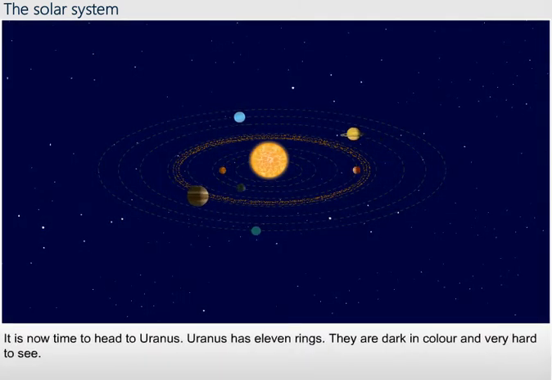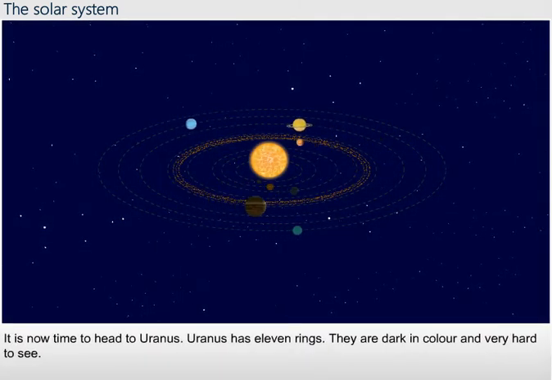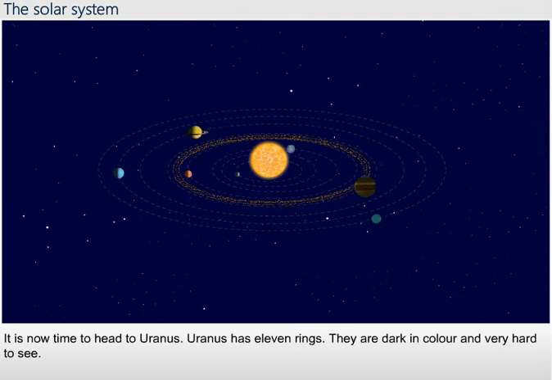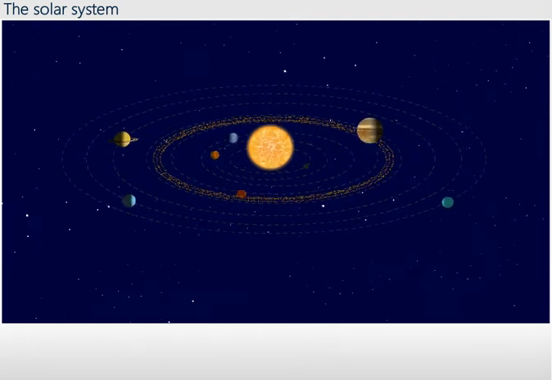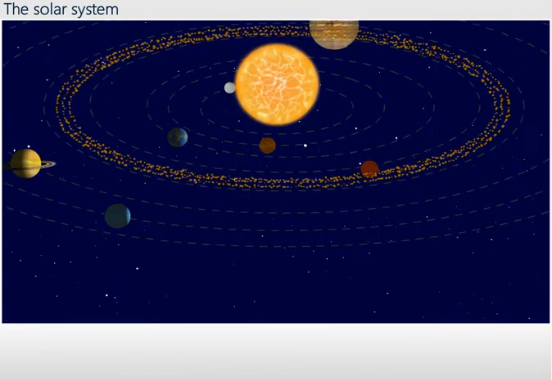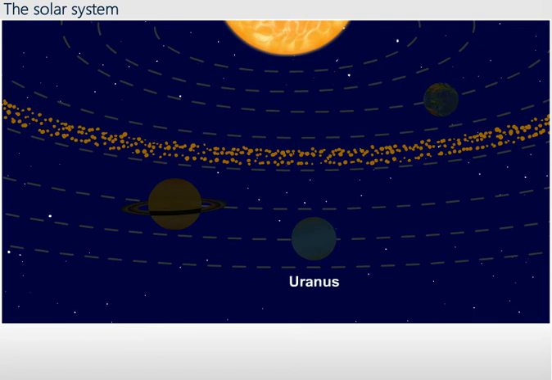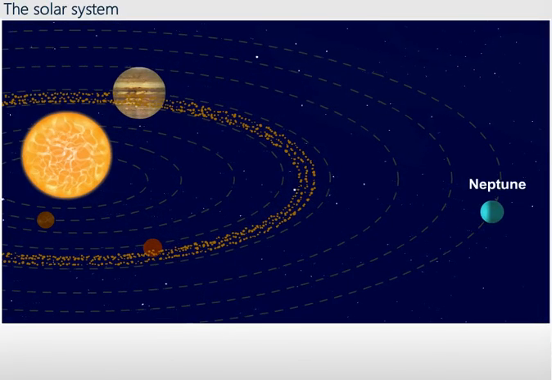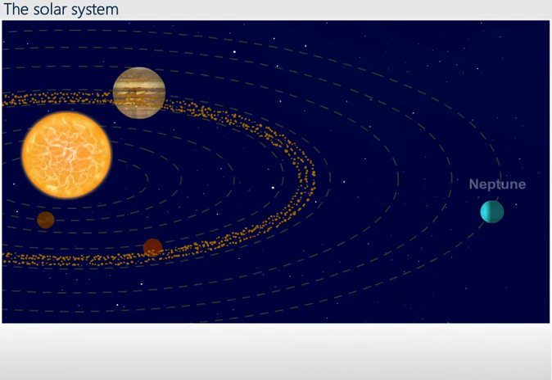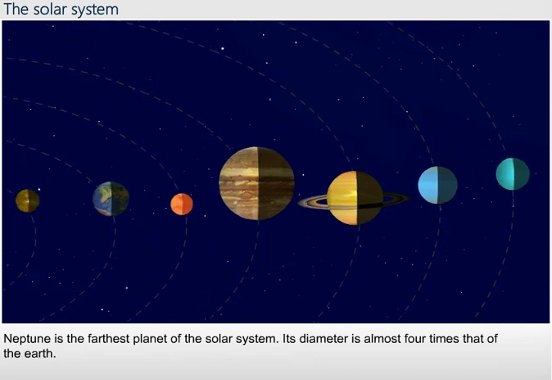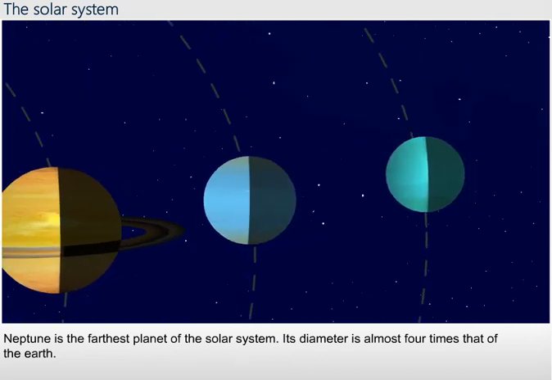It is now time to head to Uranus. Uranus has 11 rings. They are dark in color and very hard to see. Neptune is the farthest planet of the solar system. Its diameter is almost 4 times that of the Earth.